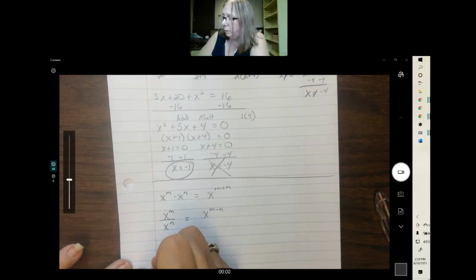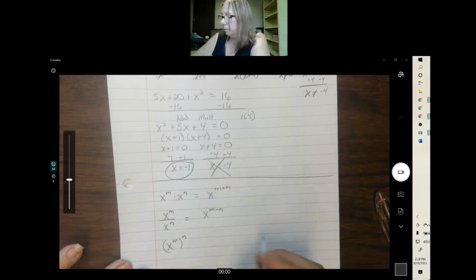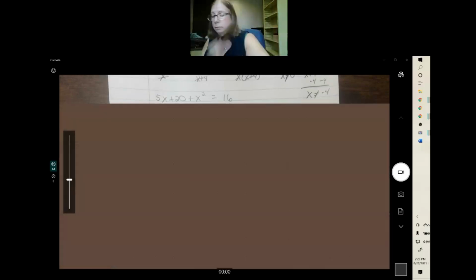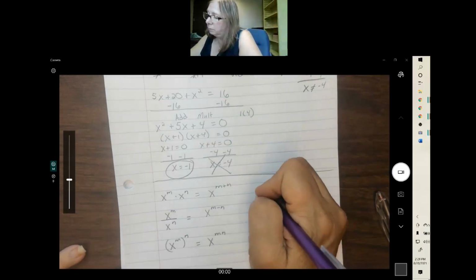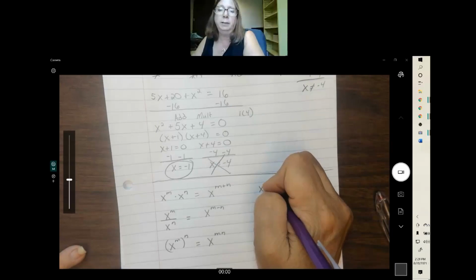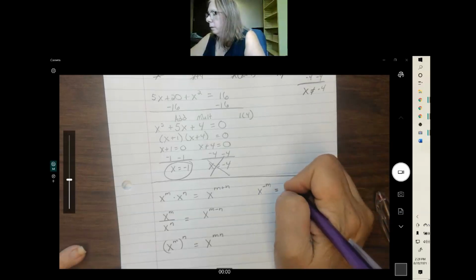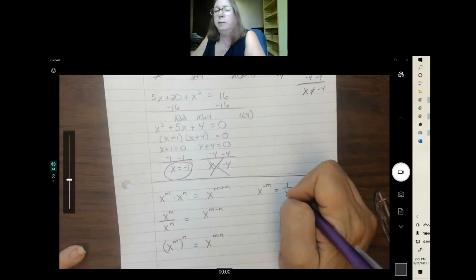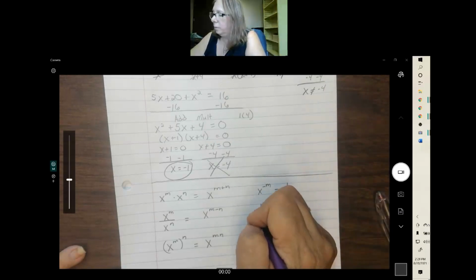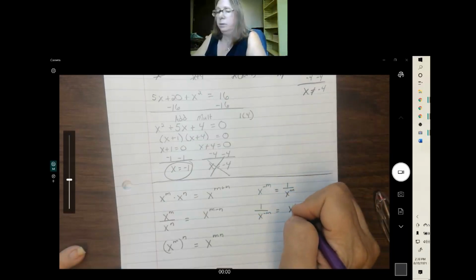When you have an exponent to another exponent, you multiply them. If you have a negative exponent, to make it positive, if it's in the numerator, you move it to the denominator. Likewise, if it was in the denominator, you'd move it up to the numerator.